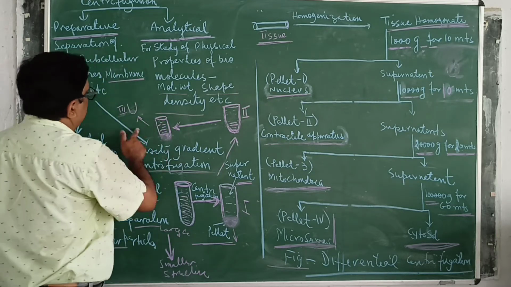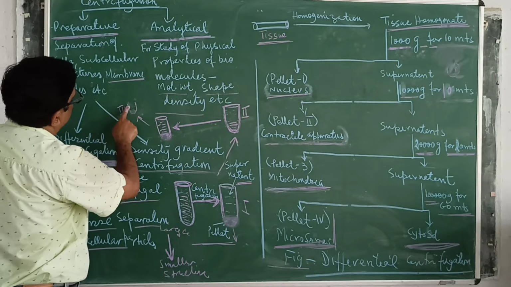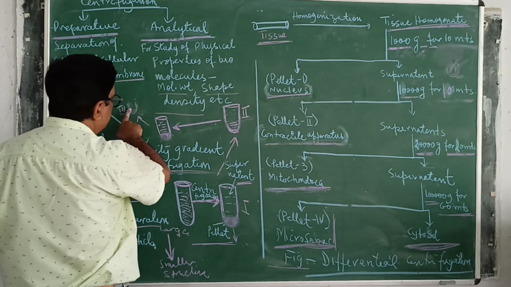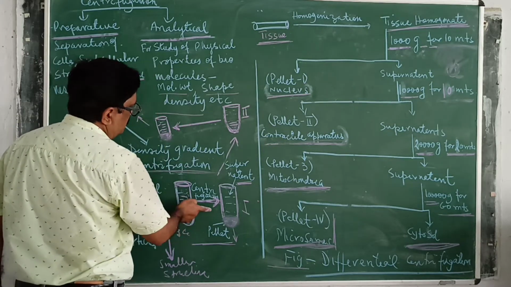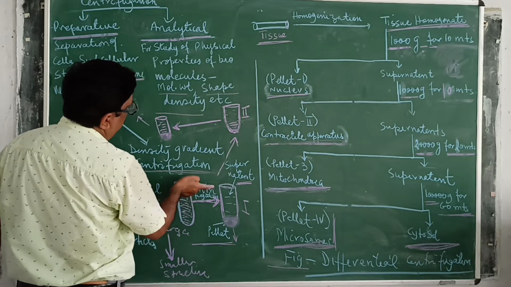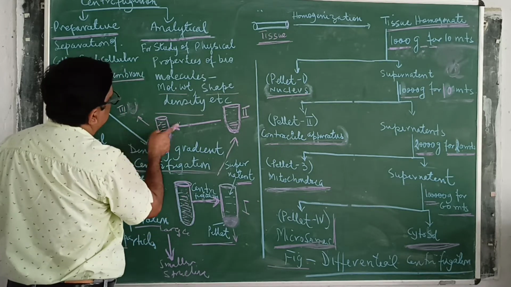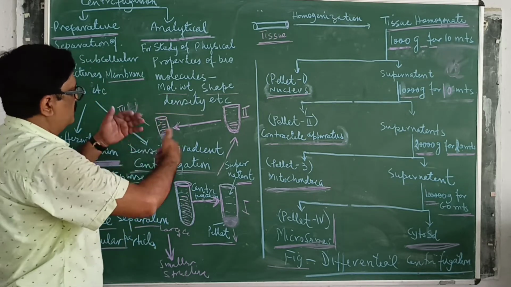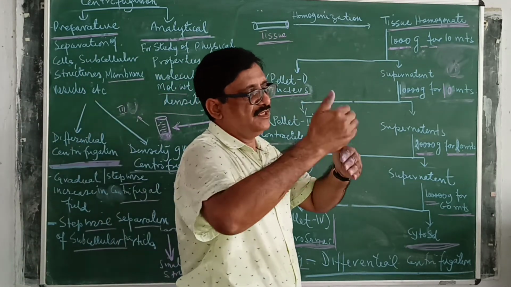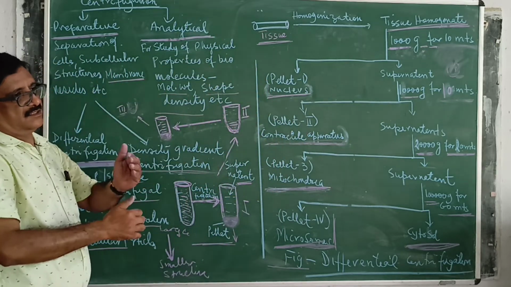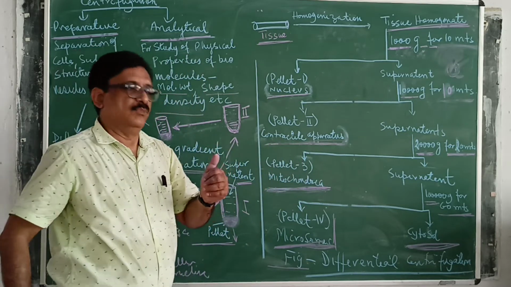In the further step, suppose the third step, this supernatant is collected in another test tube, the third test tube, and subjected to a centrifugal field of higher magnitude. This field will be higher than the second, and the second higher than the minimum. In this way centrifugation is carried out by increasing the centrifugal field in a stepwise manner, resulting in the isolation of smaller and smaller molecules.